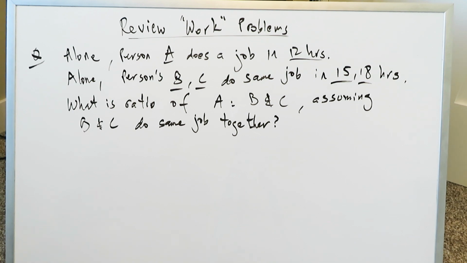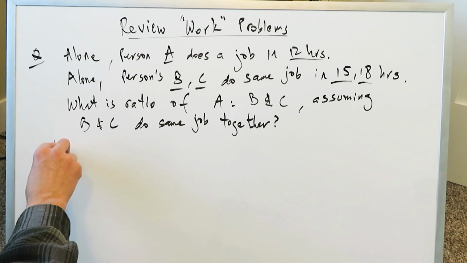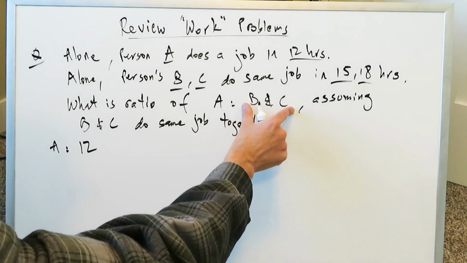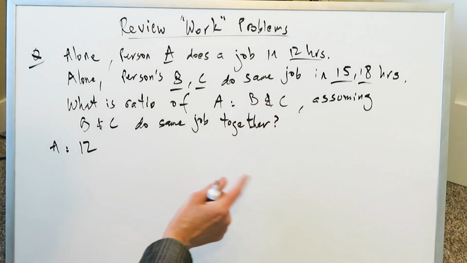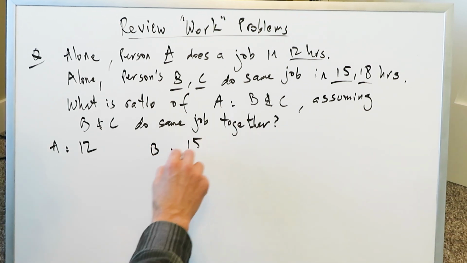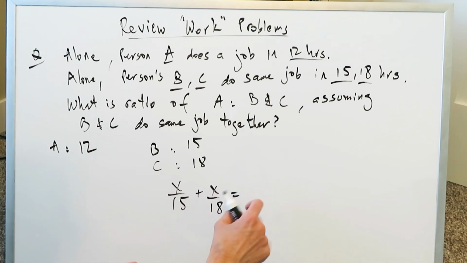How would you go about doing this? Well, since you're doing a ratio here and keeping A separate, you don't have to do anything with A other than just document that A does that same complete job in 12 hours. What you have to do is worry about how long it takes for B and C to do that same job together. If B does this job in 15 hours and C does it in 18 hours, the equation will generally be, in terms of the total time required, x over 15 for B plus x over 18 for C would equal a complete job, which is a whole, which is a 1.